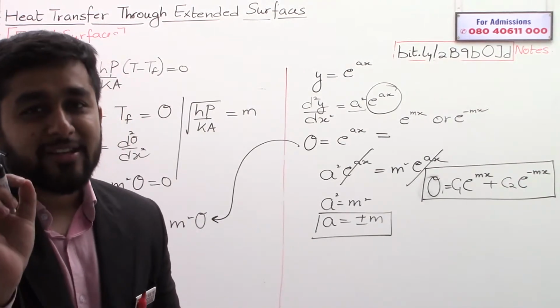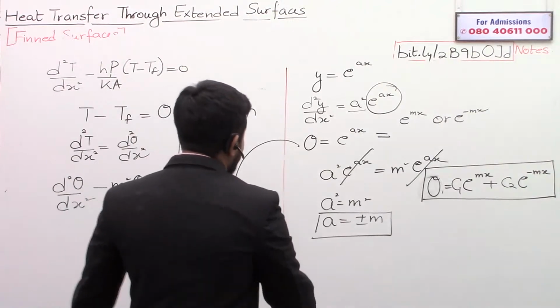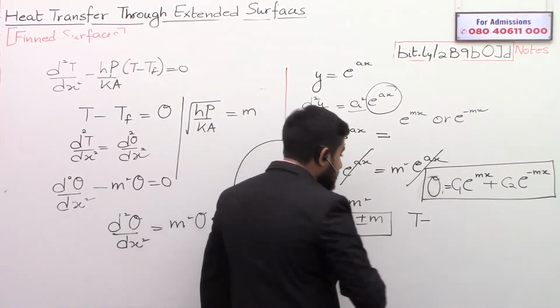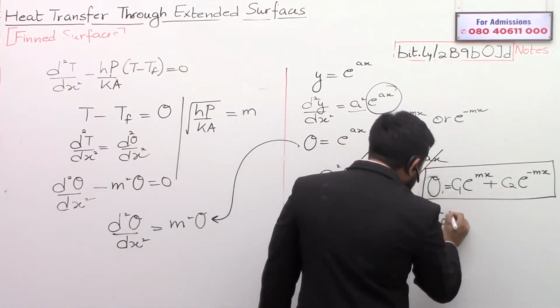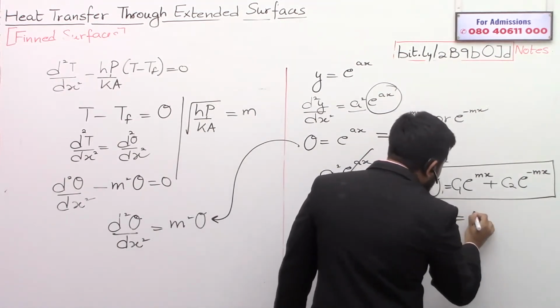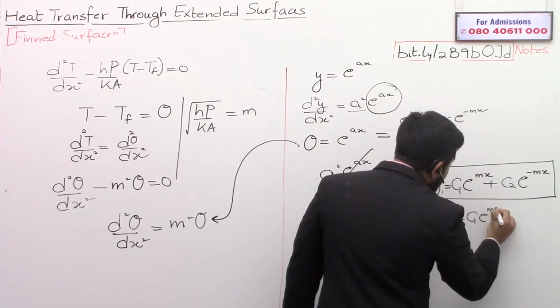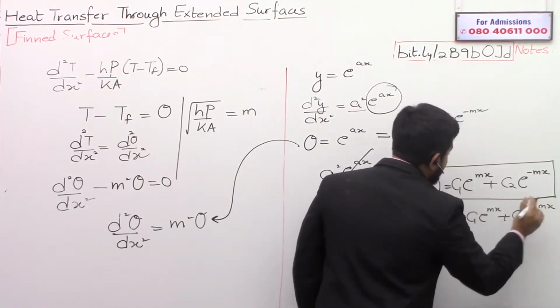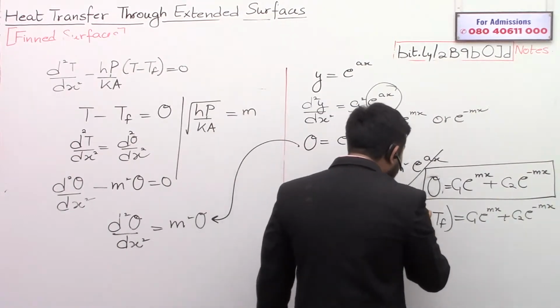So what is theta? Theta is T minus Tf. T was a function of x. So finally you have T minus Tf equal to c1 e raised to power mx plus c2 e raised to power minus mx. So you have solved one point.